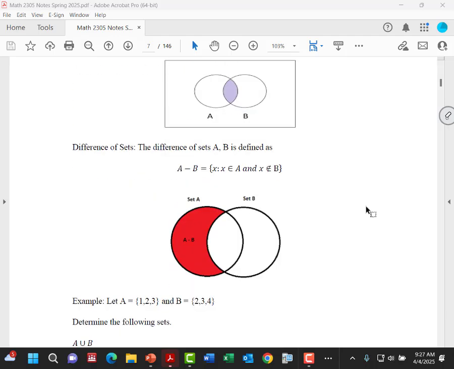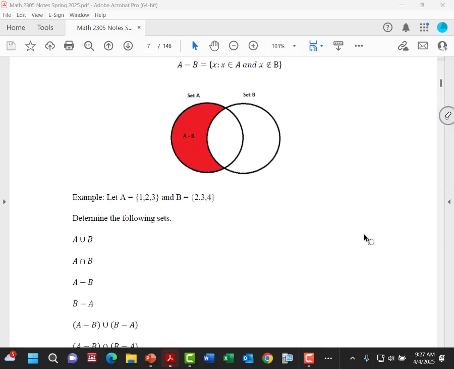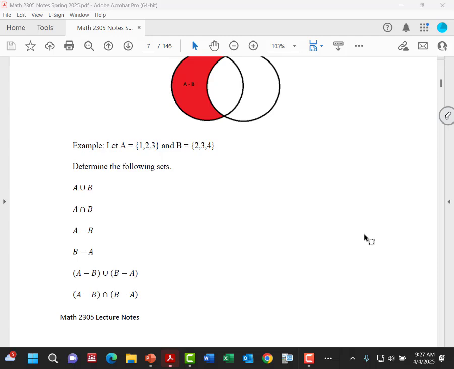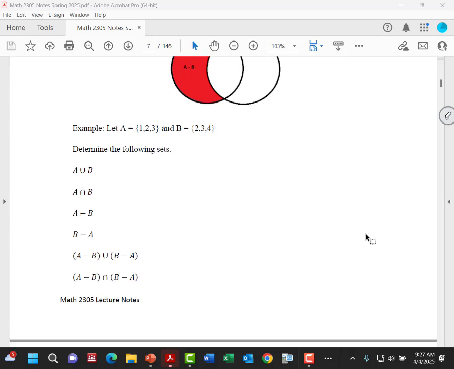The difference of sets A and B is defined by all of the elements in A and that are not in B. So here's a Venn diagram picture of the difference of A and B. In essence, I take the entire set A and then I exclude any elements that are also in B. So let's do a quick example. Determine the following sets.